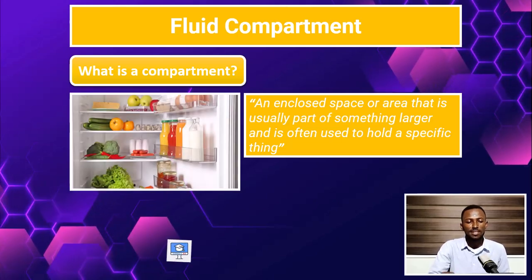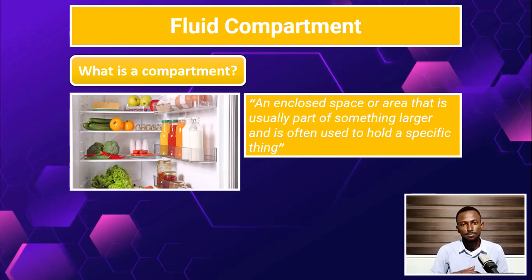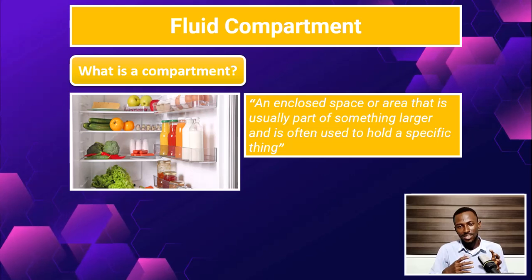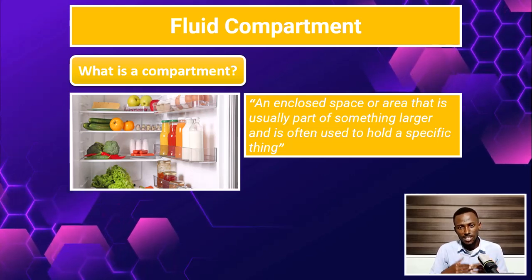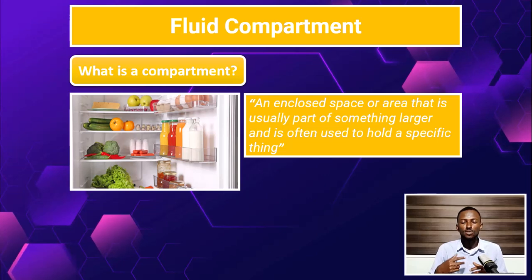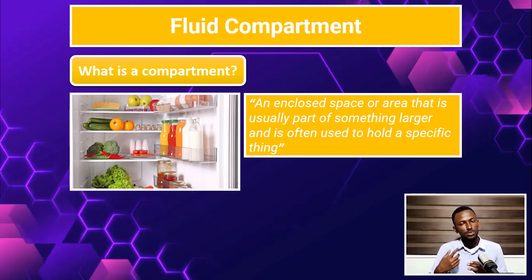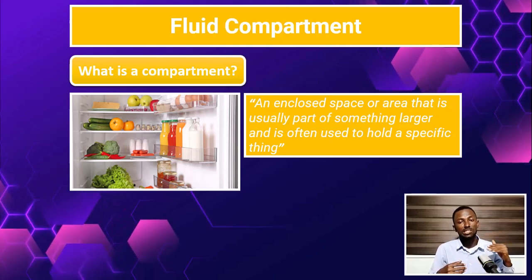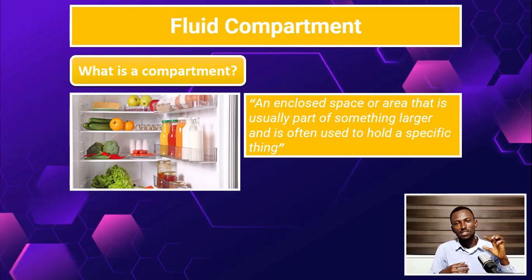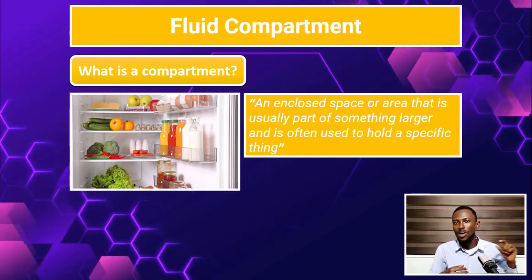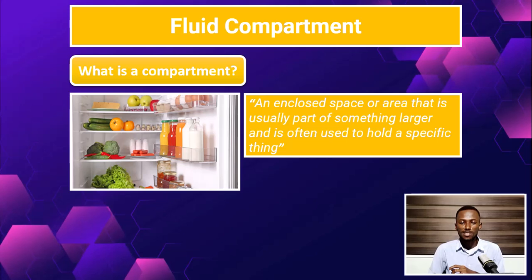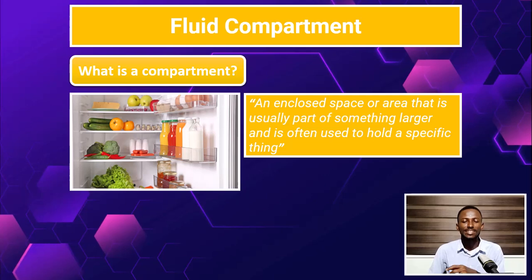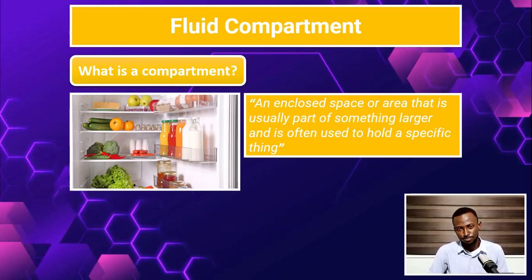Now, take a look at this picture. That is a refrigerator. A refrigerator is a large object. And inside this large object, we have spaces for keeping specific items. So you can keep your fruits, your vegetables, your meat, your fish, your milk, anything at all, in specific sections in the refrigerator. Each of these spaces in the refrigerator is known as a compartment. So a compartment is an enclosed space or area that is usually part of something larger and is often used to hold a specific thing.